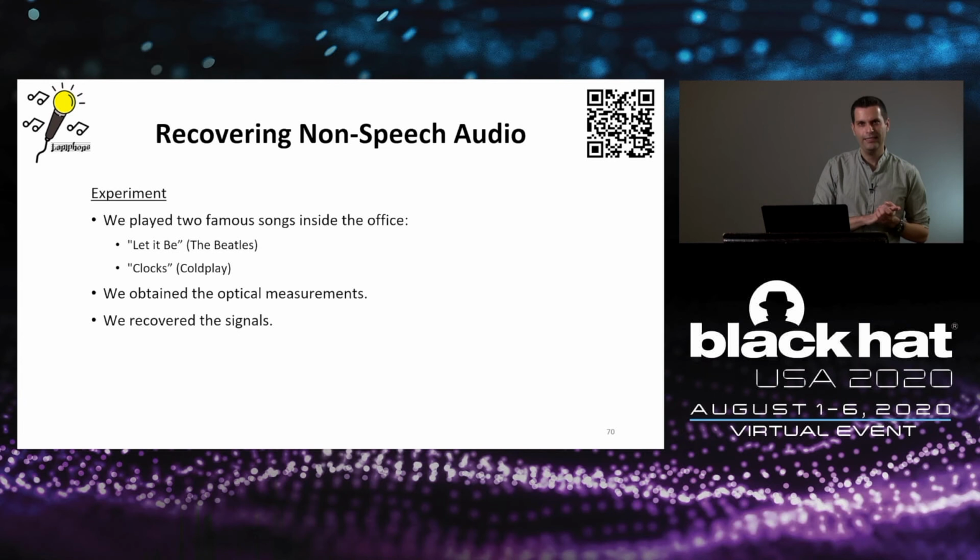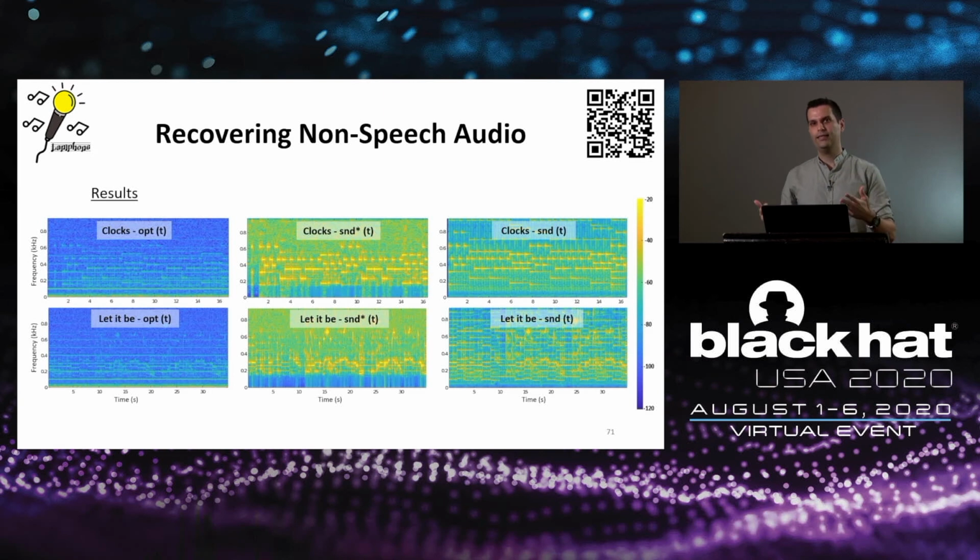Okay, now the next experiment that we did is we tried to recover non-speech audio. And we did it by playing two famous songs inside the office, Let It Be by the Beatles and Clocks by Coldplay. And we obtained optical measurements and we recovered the signals. And these are the results visually. Opt of T is the raw data that was obtained from the optical measurements. S&D star is basically the recovered signal. And SND is the original signal.